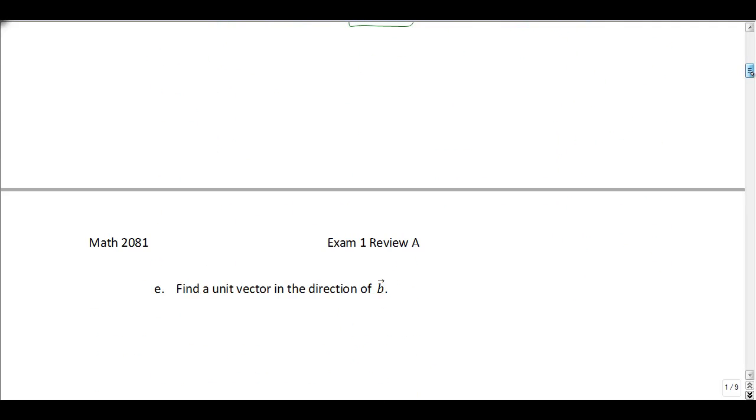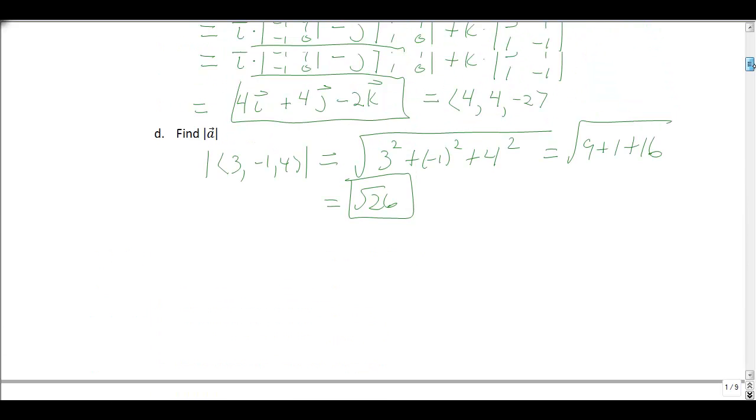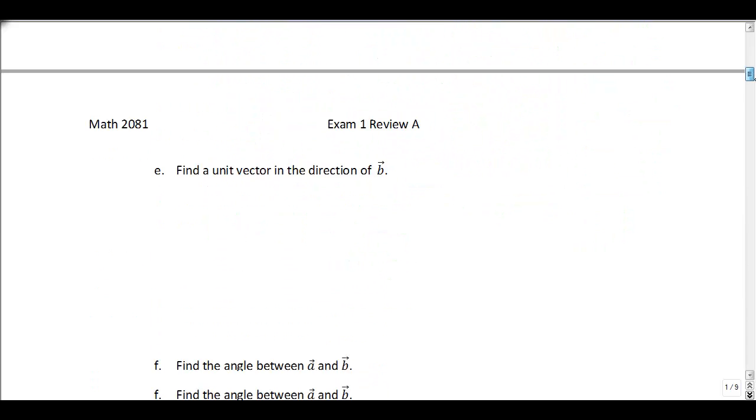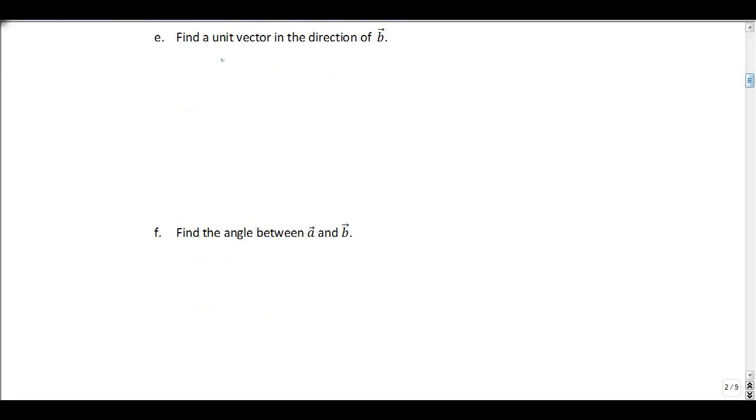Next up, we want to find a unit vector in the direction of b. Just write down b was 1, negative 1, 0. So b happens to be 1, negative 1, 0. And we want to find a unit vector that points in the same direction. So what we're going to do, the standard operation to get our unit vector, call that u, is you do b divided by the magnitude of b. So it's the vector 1, negative 1, 0, divided by the magnitude of 1, negative 1, 0.